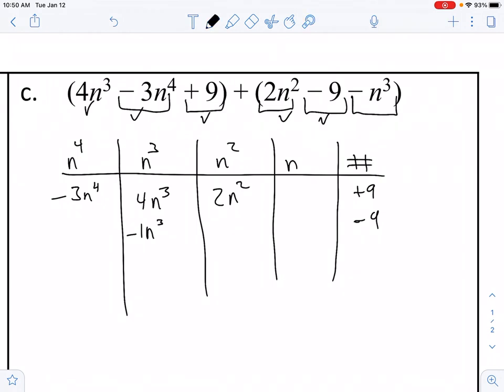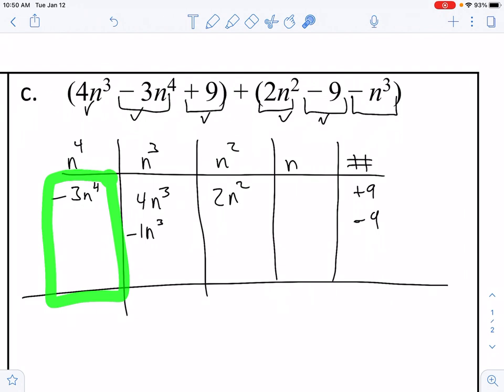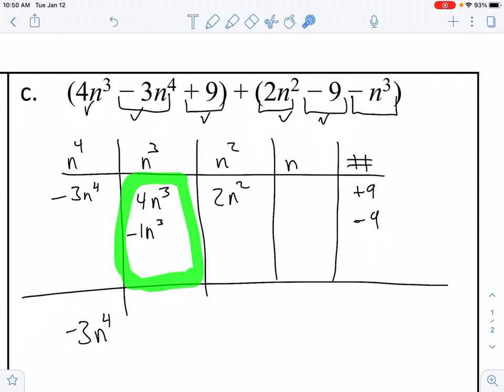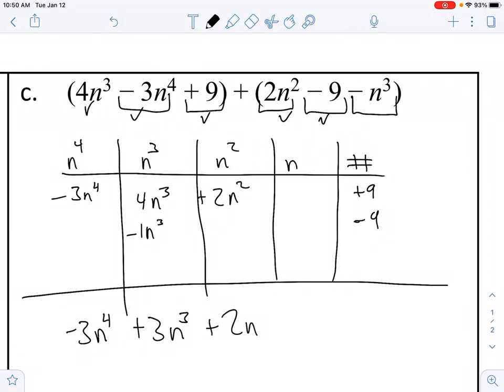So now all I'm going to do is look at each column. So here, negative 3n to the 4th isn't being changed by anything. So negative 3n to the 4th. And then I have 4n to the 3rd minus 1. 4 minus 1 is 3. So I'm going to be working with a positive 3n to the 3rd. Oops. 2n to the 2nd had nobody to combine with, so it stays positive. I should have written positive. Positive 2n to the 2nd.